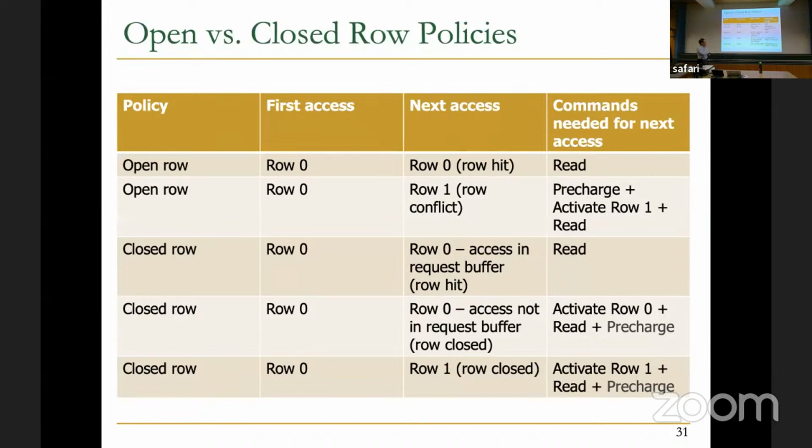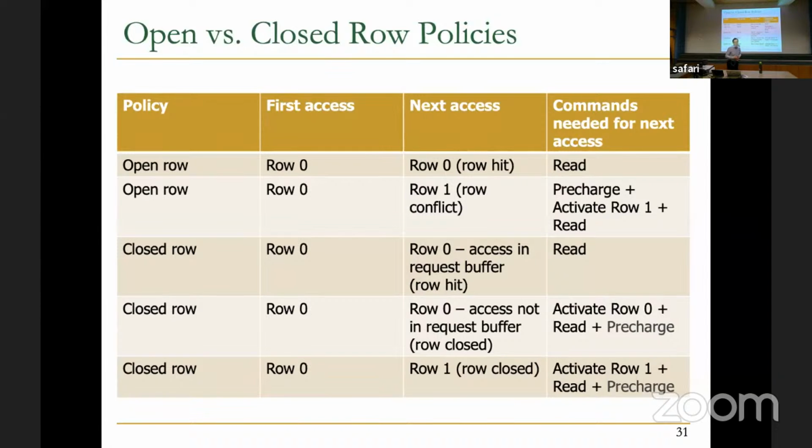I will not go into detail, but this basically is kind of a simulation of if you have this policy and if your first access is to this and the next access to this, what are the commands that are needed for the next access? So for example, if you have a closed row policy, if your first access is to row 0 and the next access is row 0 and the access is not in the request buffer, you close the row and the command needed for the next access is activate the row again, read and precharge. So basically you've done the wrong thing over here by closing the row too early.